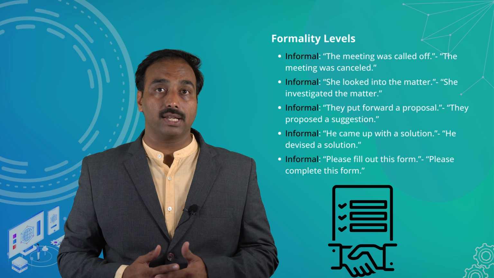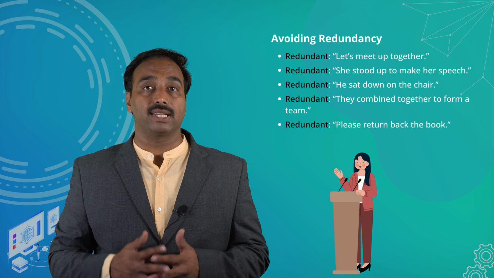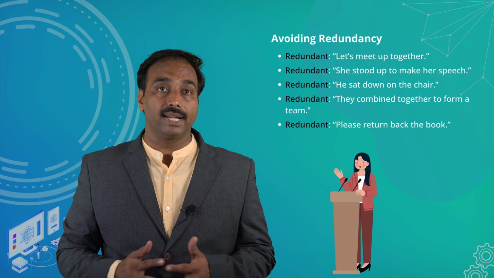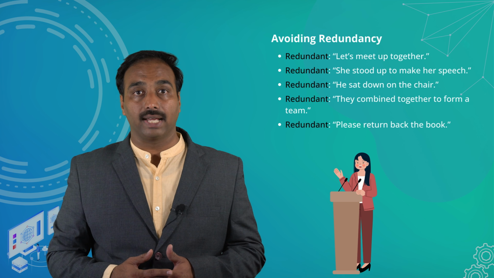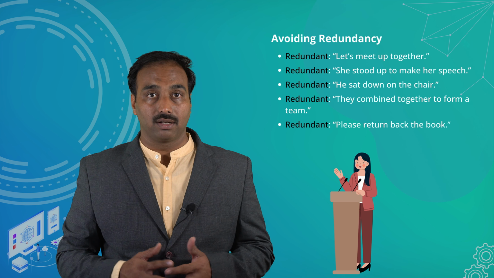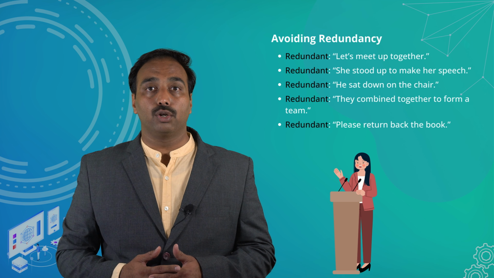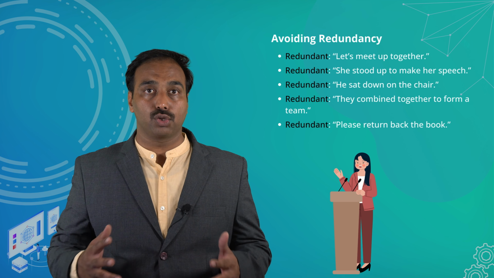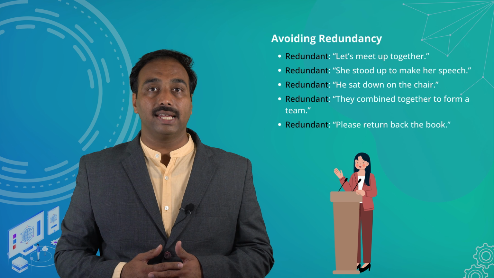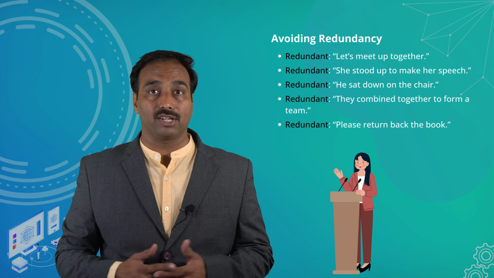Next most important thing is to avoid redundancy. Combining phrasal verbs with words that convey the same meaning leads to redundancy. It's essential to use either the phrasal verb or its equivalent, but not both. Example, let's meet up together. The correct sentence is, let's meet up. She stood up to make her speech. Incorrect sentence. Correct sentence is she stood to make a speech. He sat down on the chair is wrong. The correct sentence is he sat on the chair.